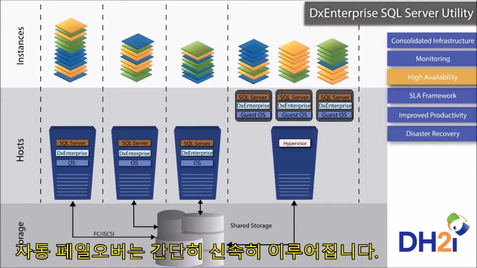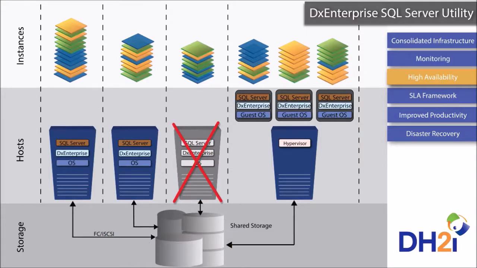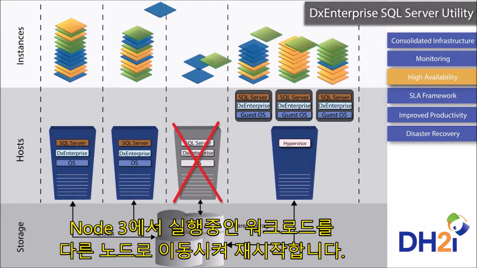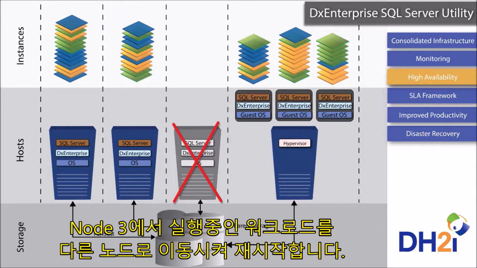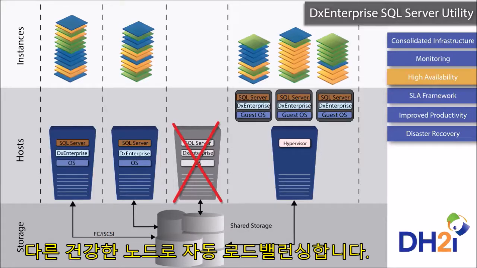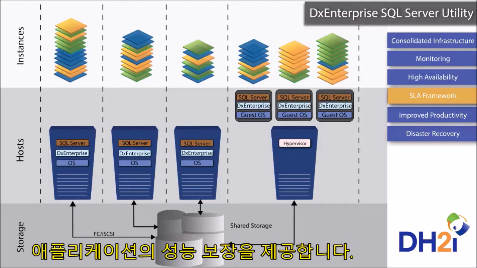This failover automation is simple and quick with minimal impact. Let's say we have an issue on Node 3. It could be a system issue or perhaps a hardware issue. DxEnterprise will automatically take proactive action and move the workloads running on Node 3 and rehost those workloads to other nodes. The individual workloads will rehost according to predefined failover target ordering or automatically load balance across the other healthy nodes.